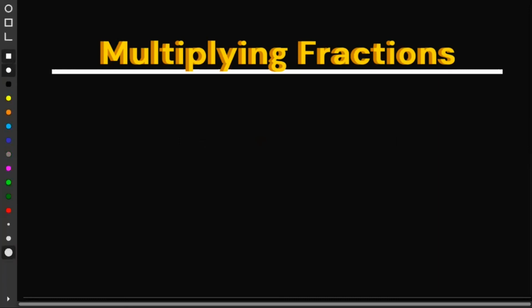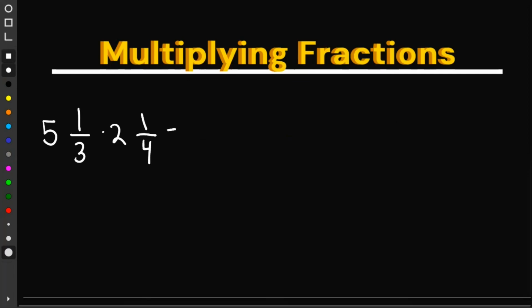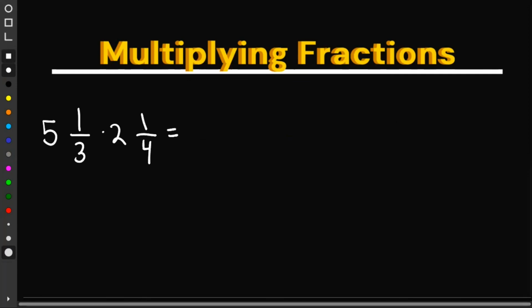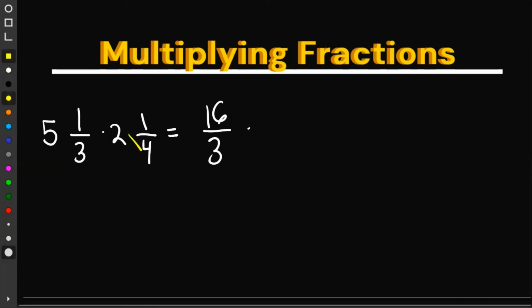Let's try one last example. If we have 5 and 1/3 times 2 and 1/4. So again, the key here is to convert these numbers into their improper fractions. So we would have 5 times 3 is 15 plus 1. That would give us 16 over 3. For this one, 2 times 4 is 8 plus 1 would give us 9 over 4.